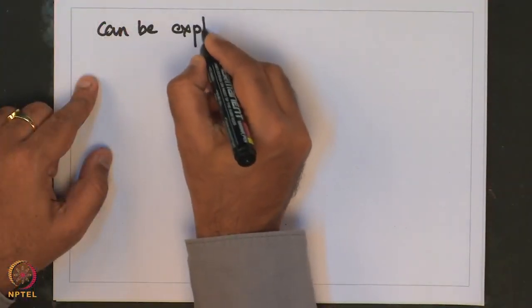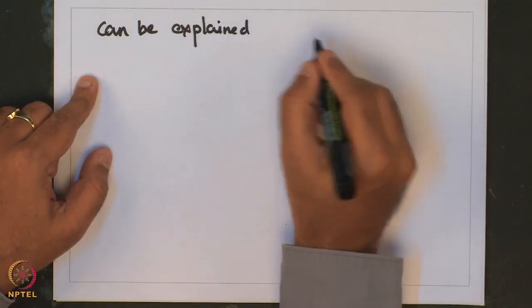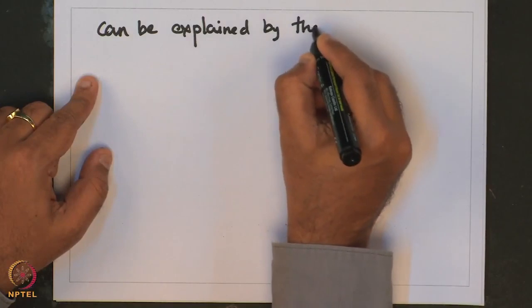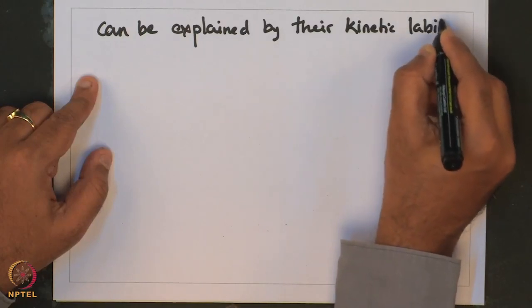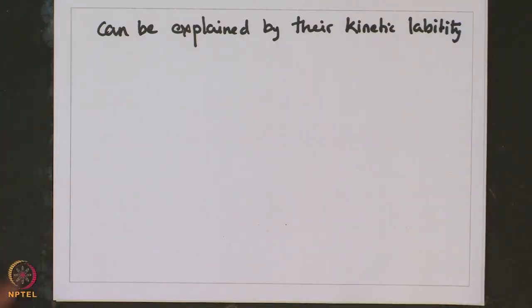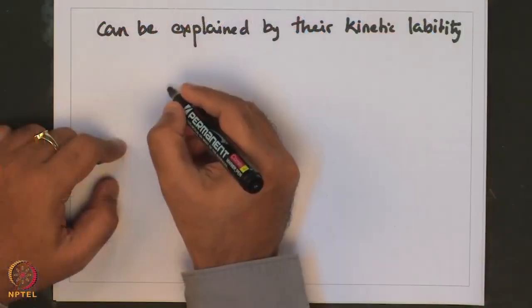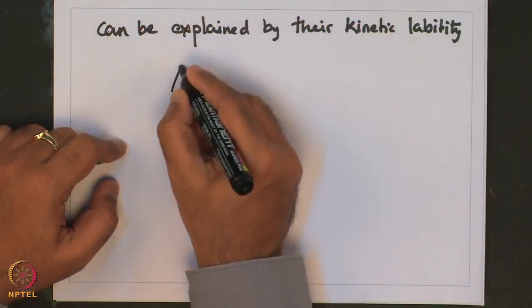So the instability of transition metal compounds can be explained by their kinetic lability. And that brings us to this discussion on a very important reaction that results in decomposition of many transition metal complexes. And what I am talking about is this famous beta elimination reaction.